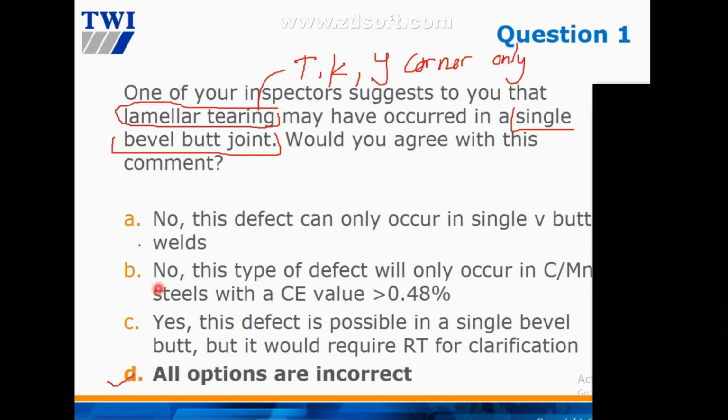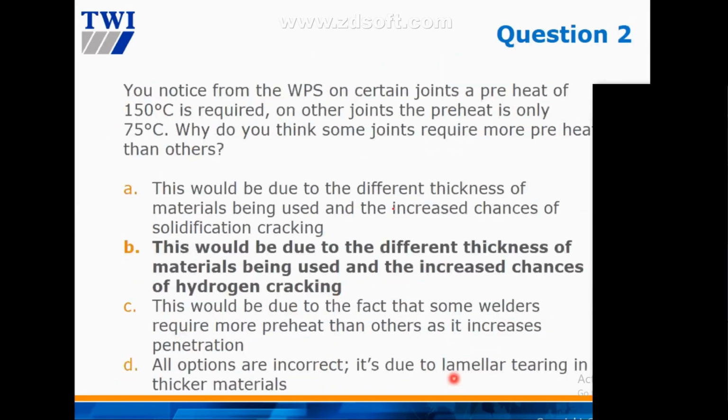All options are incorrect. Because the answer is here, yes, it can occur in single V, so that's wrong. No, this type of defect will occur in carbon manganese with carbon equivalent, so that's also wrong because we are talking about carbon equivalent, which only applies to hydrogen cracking. See, yes, this defect is possible in single bevel, that's also a wrong statement here. Yeah, all right.